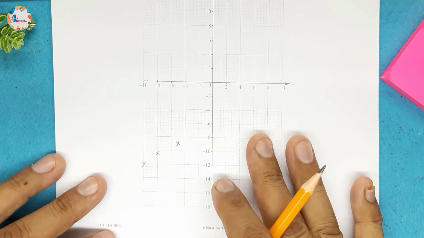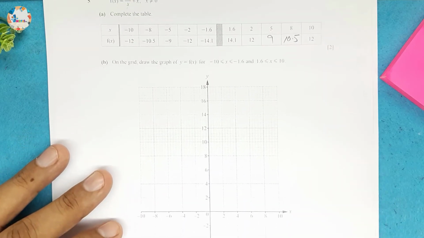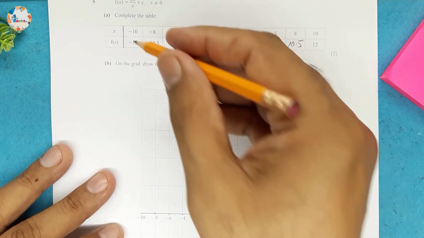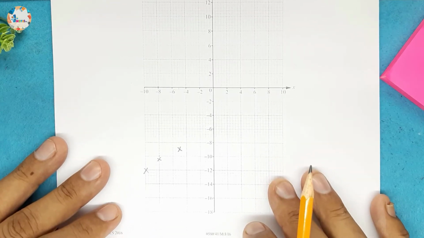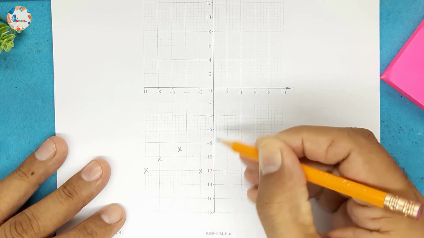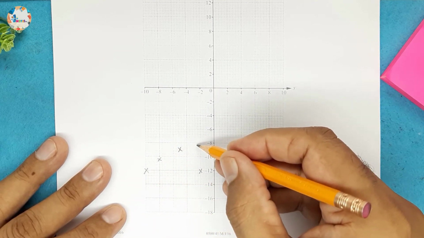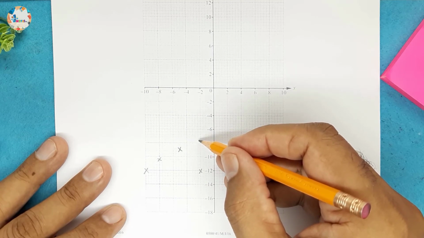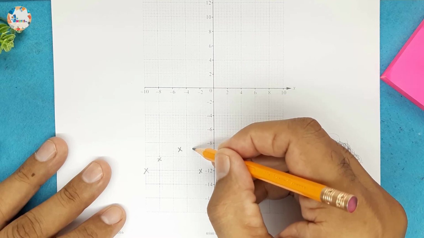Hopefully you are understanding the plot of this graph. So 3 points we have done. The fourth point is minus 2 and minus 12. Minus 2 and minus 12 is this one. So it's curving like this. So we can take another value, for example 3, also we can check as an added value.